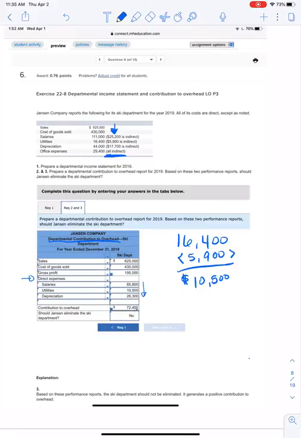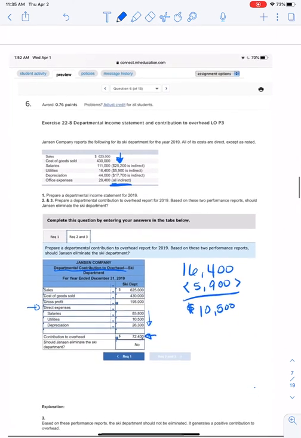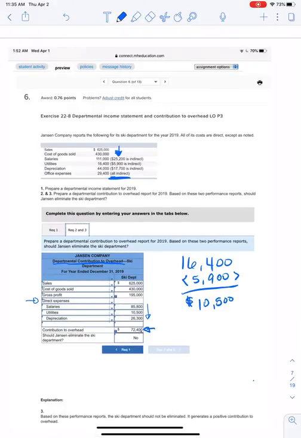So what you see then is that we actually end up with a contribution to cover overhead of $72,400. You say, well, what does that really mean? Well, that means that if I get rid of this department because I looked at it and I said, you're losing me money, you've got to go, what I just did is I threw out $72,000 that were helping me cover these indirect costs. Now that this department is no longer generating this contribution to overhead, the other departments now have to generate an extra $72,000 just to make up the ground that is lost by eliminating this non-profitable department.